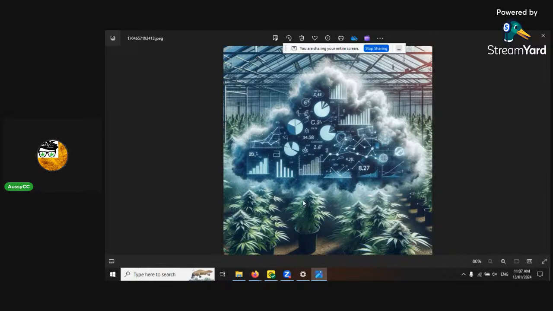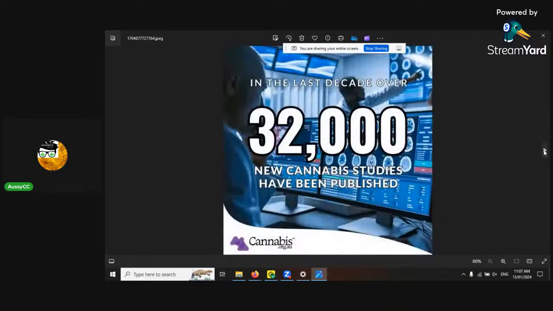The go now is pretty much to grow the smaller plants. People are staying away from the bigger ones because of all the fungal problems and bud rot that you get.